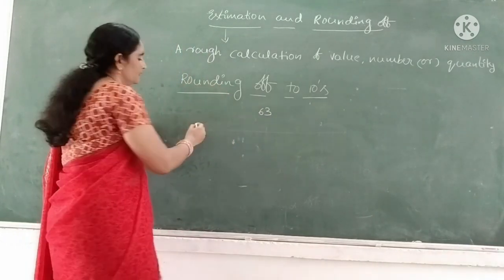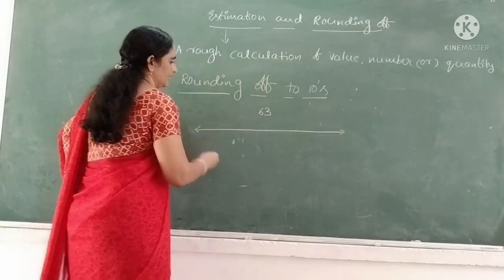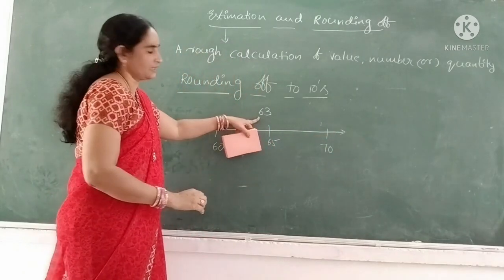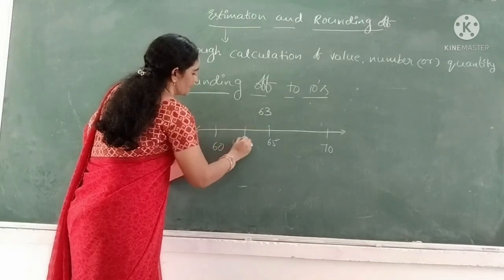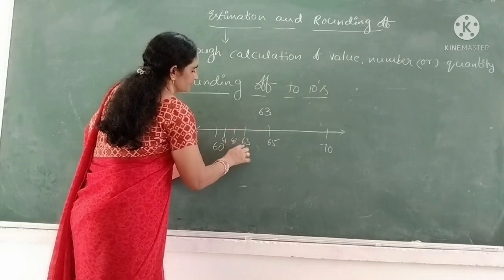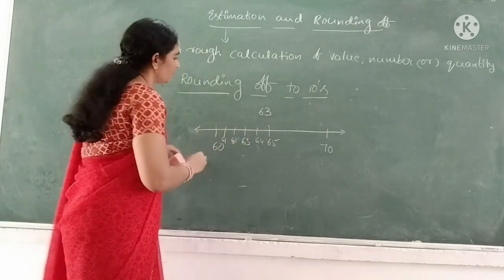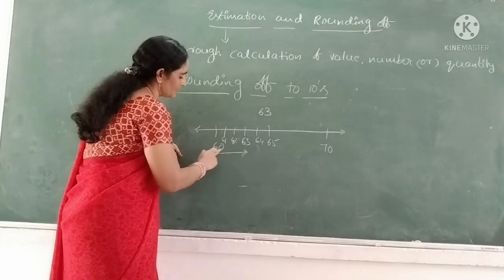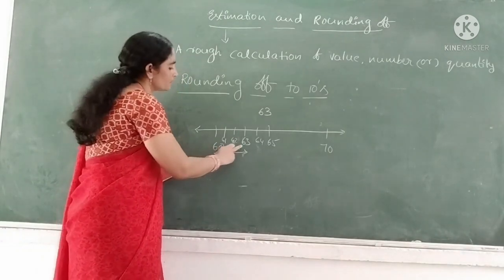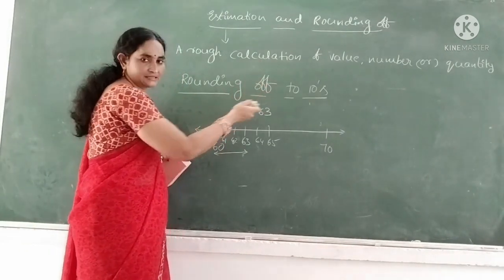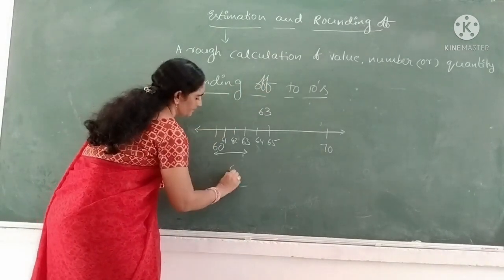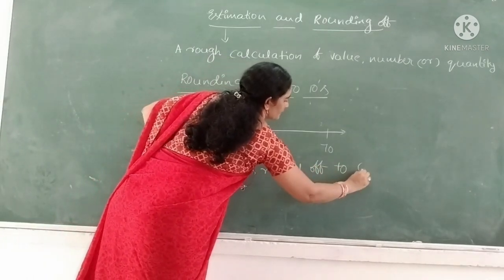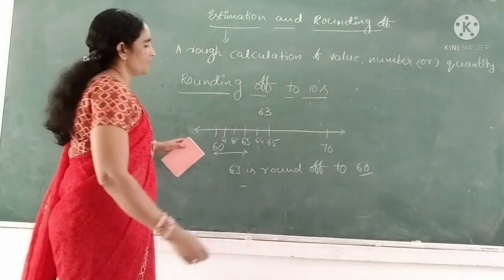Round off to tens. Now take 60, 65, 70. On the number line: 61, 62, 63, 64, then 65. So we clearly say that 63 is closest to 60. So 63 is rounded off to its nearest tens, 60.